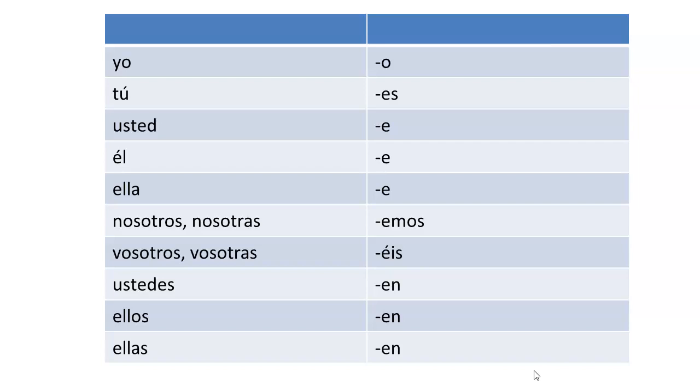Okay, so remember, you have to memorize this. There's no way around it. And you have to associate the ending. Like, for example, here the O only goes with yo, the I subject. ES only goes with tú, and so forth and so on. So it's really just 6 different endings that you have to memorize. Okay, so let's go ahead and practice now.